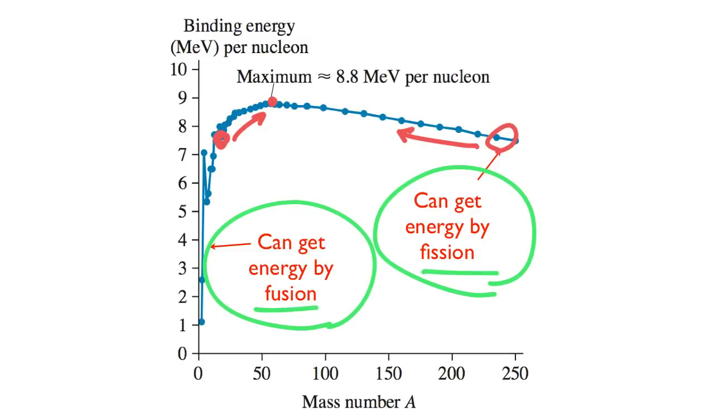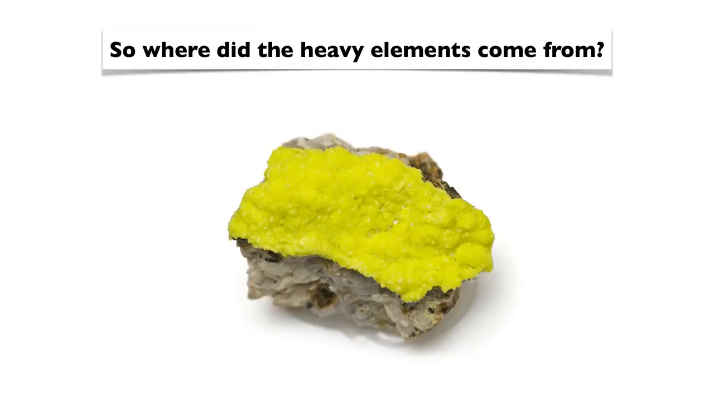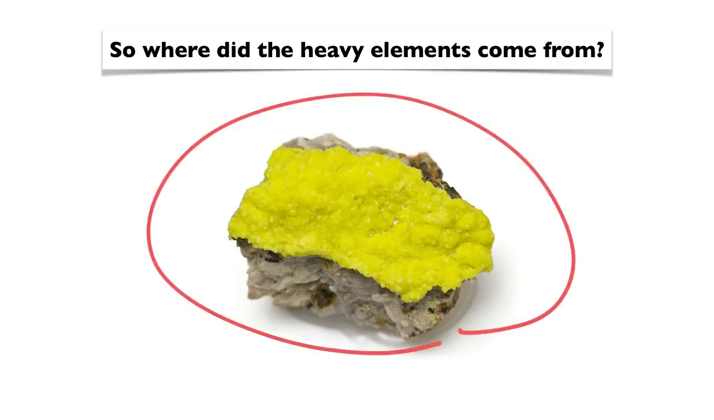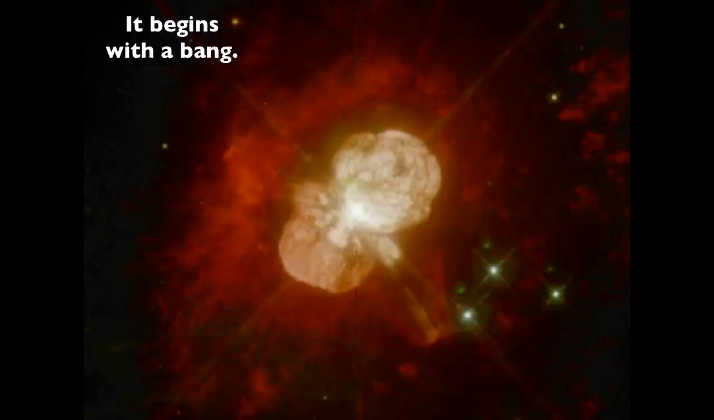But here's the question. Where did the heavy elements come from? If it's energetically favorable to take uranium, as in this uranium ore, and break it into smaller fragments, what's it doing in the first place? How would you make a heavy element? Because it's energetically unfavorable. The only way you can do it is to have some sort of a situation that is incredibly energetic. And it turns out that's what happens.